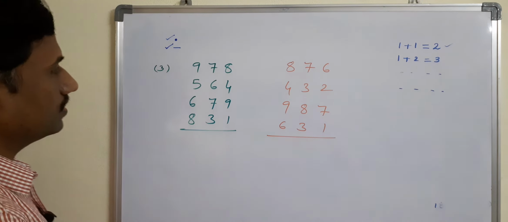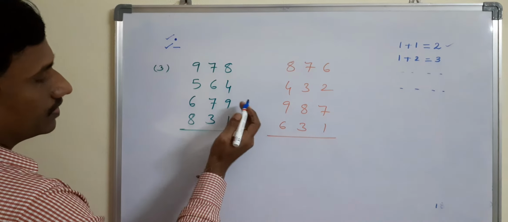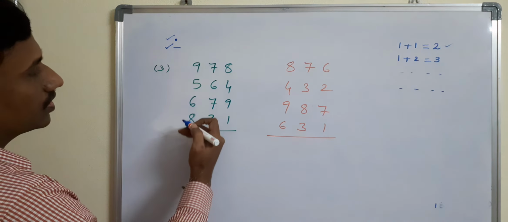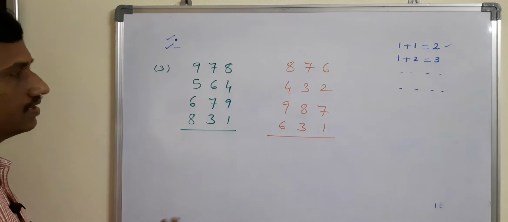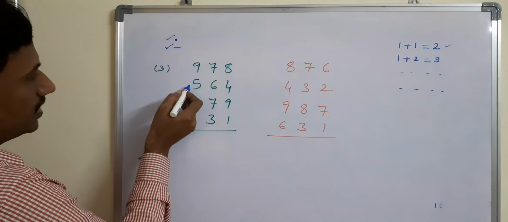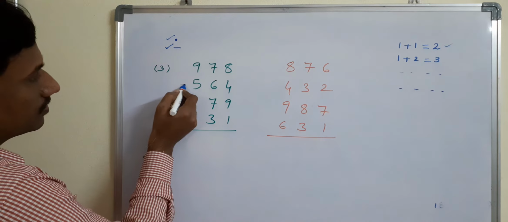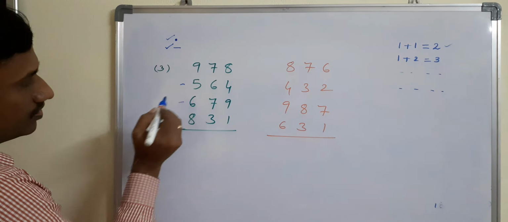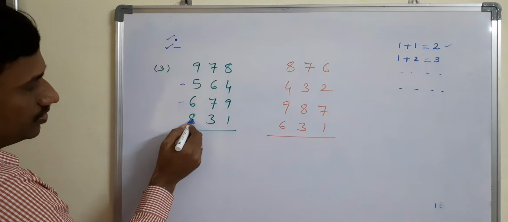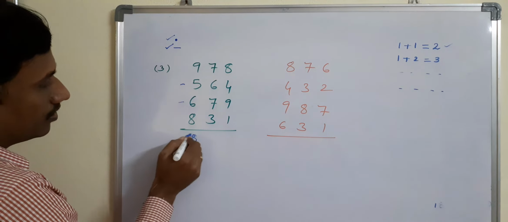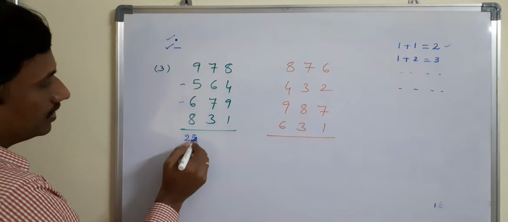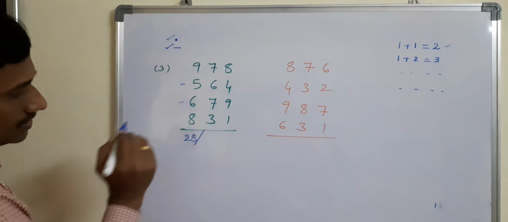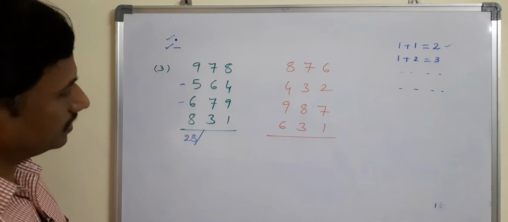What is the procedure? We have to add from left to right or right to left, and at the same time column wise, top to bottom or bottom to top. That is your choice. 9 plus 5, 14 means bar and 4. 4 plus 6, 10, 0 bar. 0 plus 8, 8. How many bars are we having? 2. Then it is 28. After completion of one column, we have to put a slash like this.